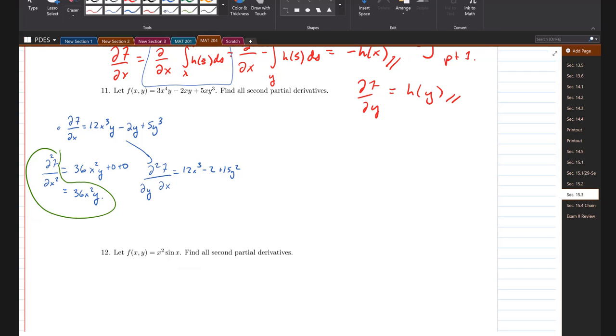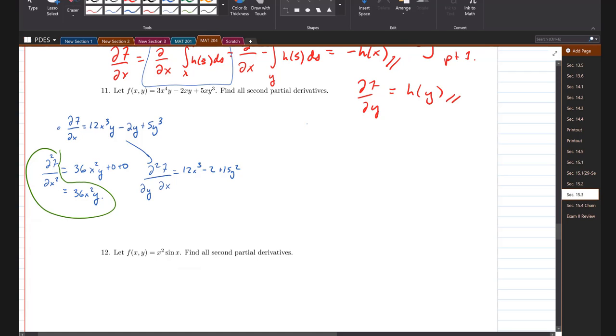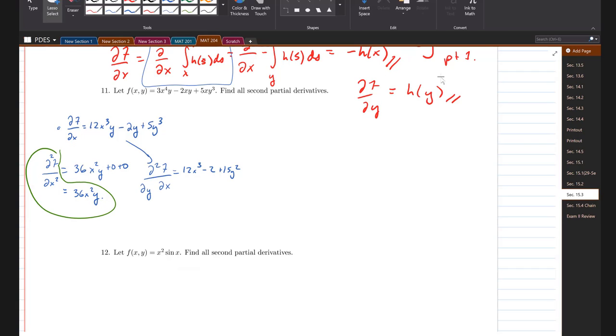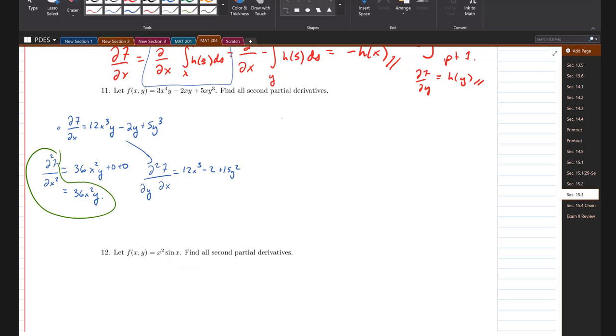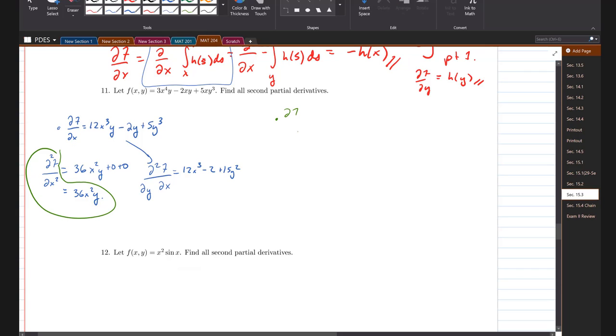Okay, so what should I do now, folks? What should I do now? Take the partial derivative with respect to y. Of the original function, exactly. And when I do so, I'm going to get 3x to the 4th minus 2x plus 15xy squared. How are we doing, folks?